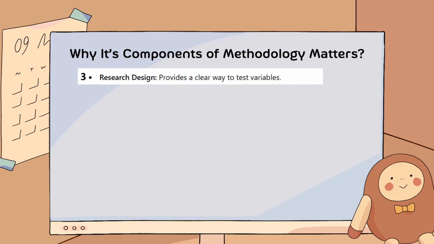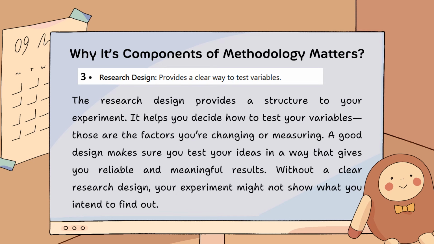3. Research design. Provides a clear way to test variables. The research design provides a structure to your experiment. It helps you decide how to test your variables. Those are the factors you're changing or measuring. A good design makes sure you test your ideas in a way that gives you reliable and meaningful results. Without a clear research design, your experiment might not show what you intend to find out.